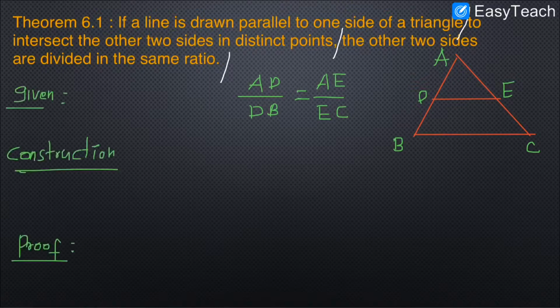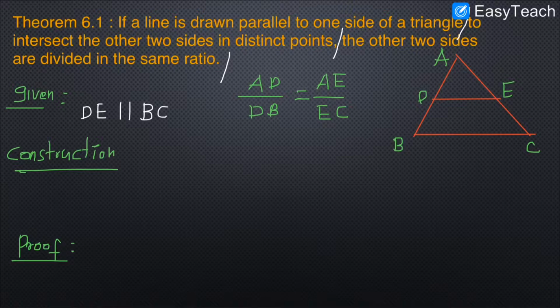Let's start. Whenever you try to prove one theorem, you always start with the given, and if any construction is there, you write it under the construction, then start the proof. So here what is given? If a line is drawn parallel to one side of a triangle, which means we know that DE is parallel to BC. This is what is given. So what do we have to write in construction?